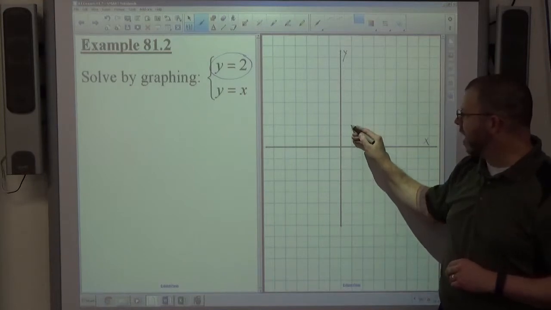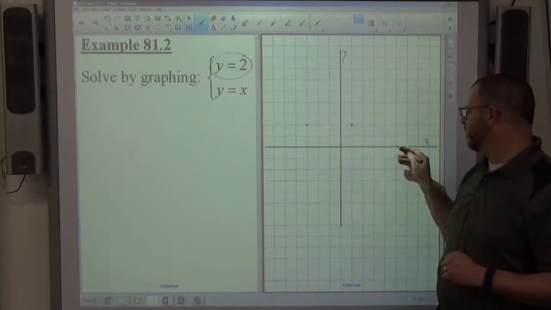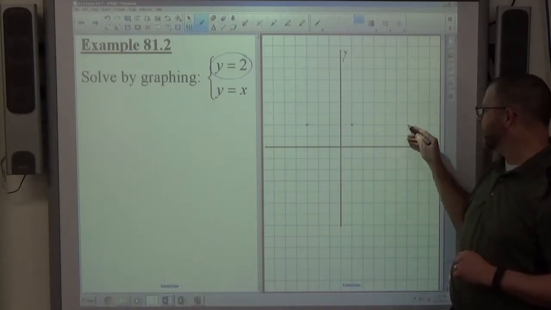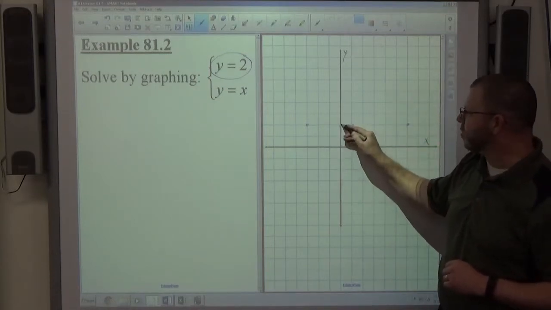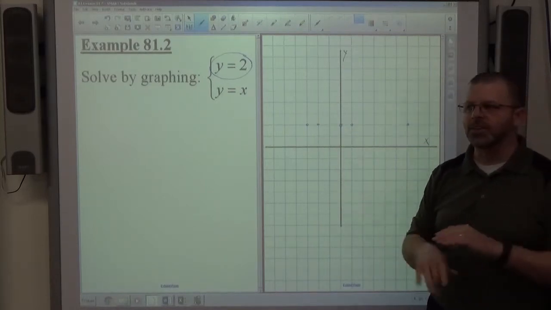X could be 1, y has to be 2. X could be negative 3, y has to be 2. X could be 6, y has to be 2. X could be 0, y has to be 2. X could be negative 2, y has to be 2. No matter what x is, y has to be 2.